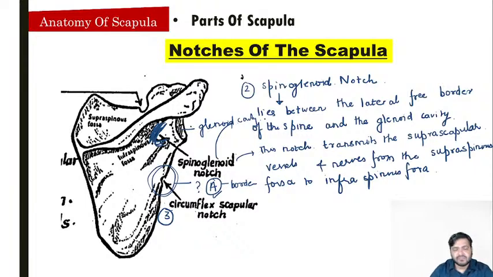Anyways, so you can very well see right now guys, the suprascapular notch is done now. Spinoglenoid notch is done. Now coming on to the circumflex notch.